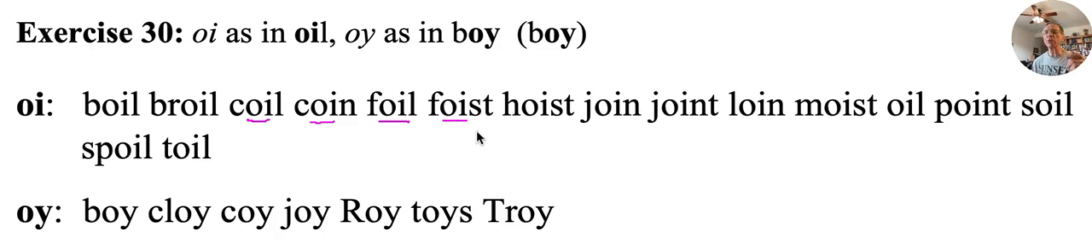Foist is when you try to encourage somebody to do something, and usually it's a bad idea. Somebody tries to get you to do something that's bad. They're trying to foist something on you to get you to accept something. Hoist means to lift up, like hoist an engine with a hoist, and it can be a noun too. The hoist will hoist stuff up.